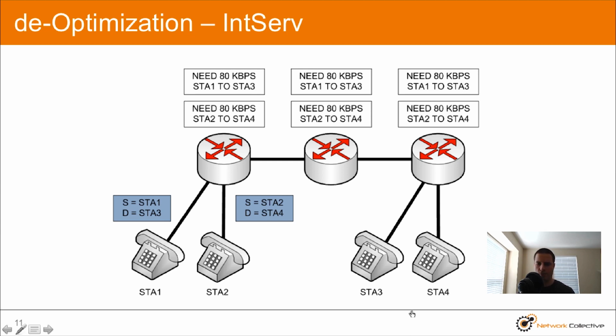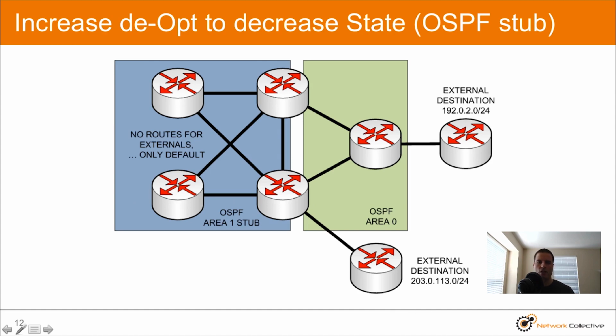Let's move on to some examples that talk about what if we want to increase deoptimization. So effectively, this is a fancy way of saying we want to reduce optimization in order to reduce state. So let's think about this for a second. The goal is to decrease state. If we're trying to do that, within a campus network, we might have a routed access design. For example, the blue square is maybe our switch block.